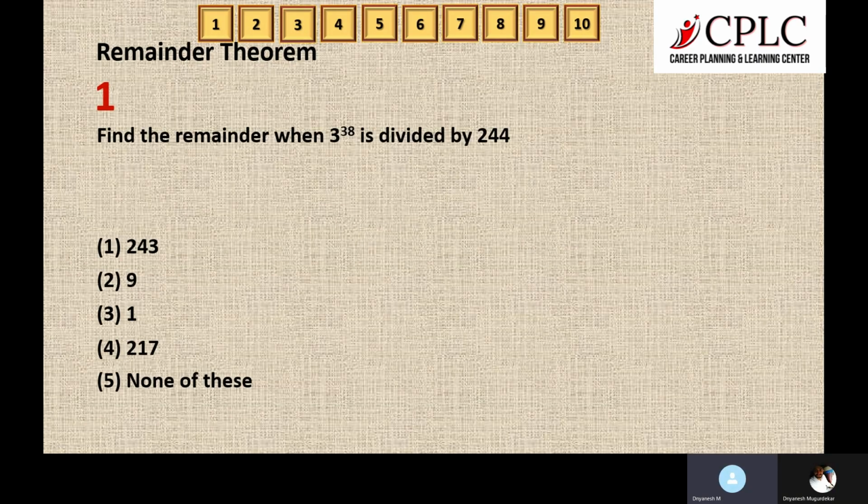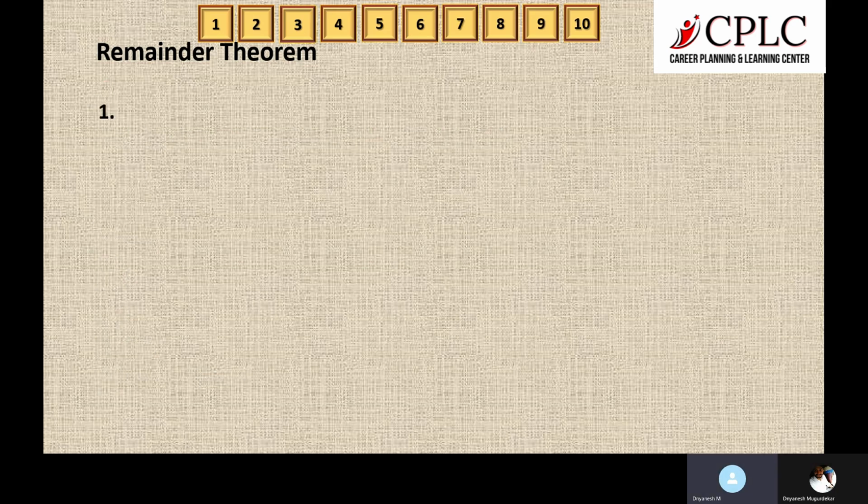So let's begin. The first one, typical bread and butter question. Find the remainder when 3 raised to 38 is divided by 244. So we'll need to figure out which power of 3 when divided by 244 will give us the remainder plus 1 or minus 1. It is the fifth power, which gives you 243, and 243 when divided by 244 will give you a remainder of minus 1. So we need to break 38 as a multiple of 5, but it is not the case. The nearest multiple of 5 to 38 is 35. So let's do the adjustment.